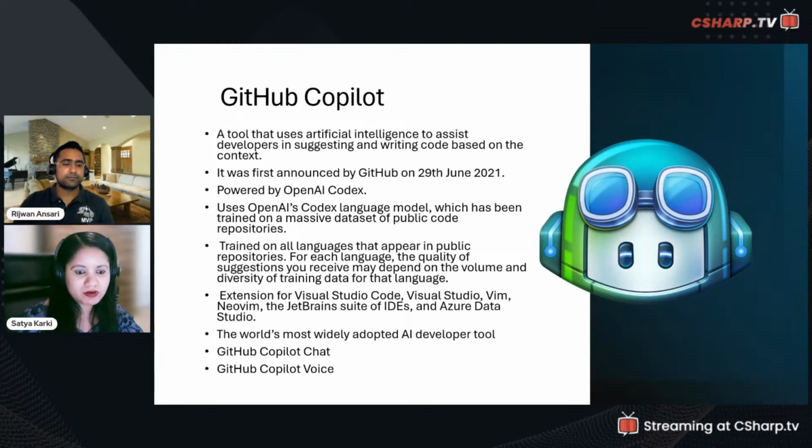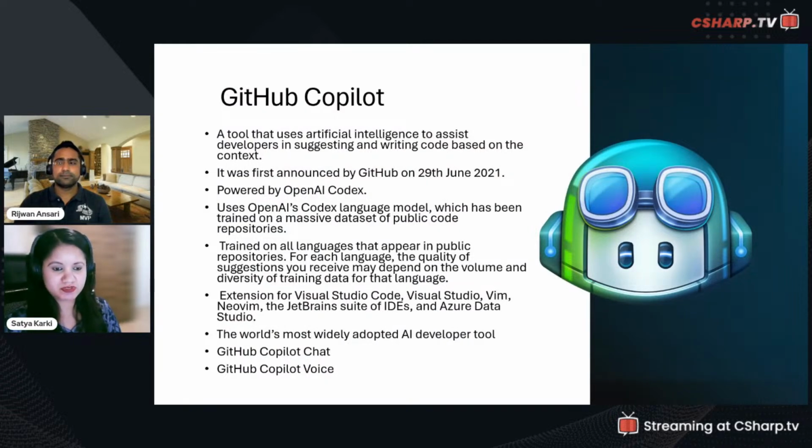Furthermore, GitHub Copilot Chat is a part of GitHub Copilot, using which you can chat and get a prompt response for your query. GitHub Copilot Voice is another part of GitHub Copilot, which is very useful for those who have difficulty typing and getting suggestions from the Copilot for their program. They can just speak, use their voice to ask questions and get a quick response.